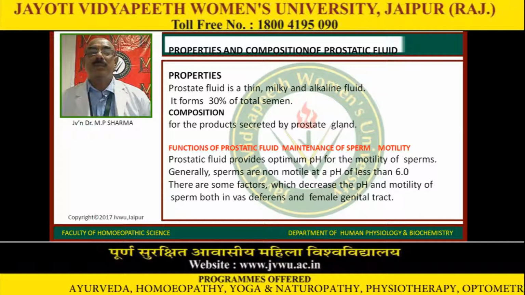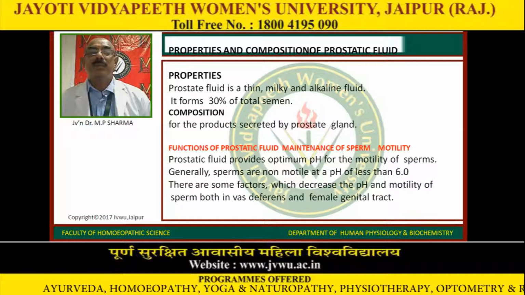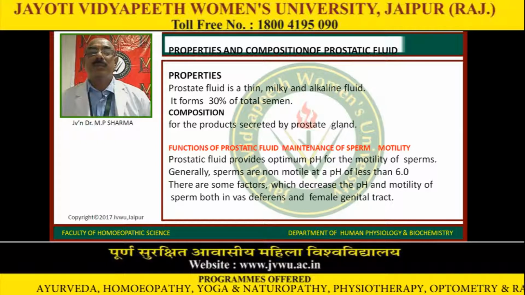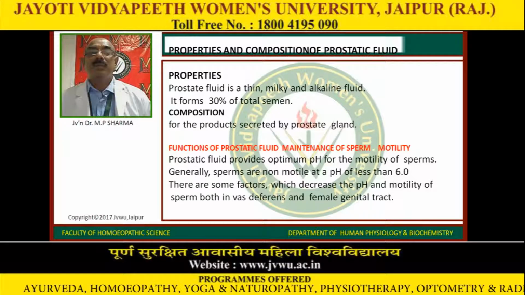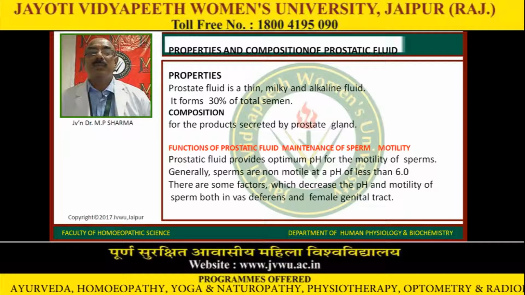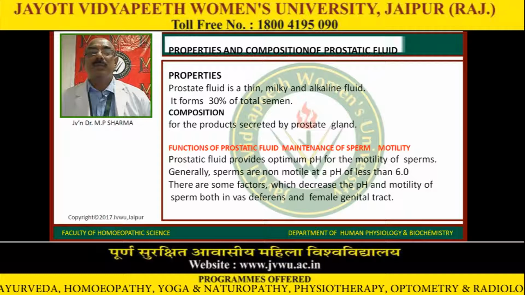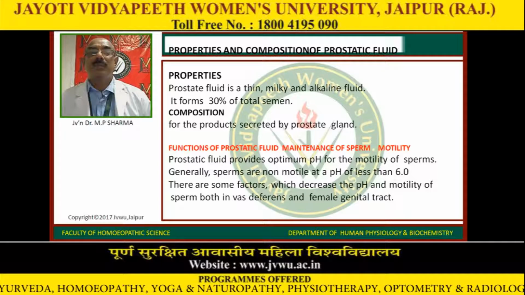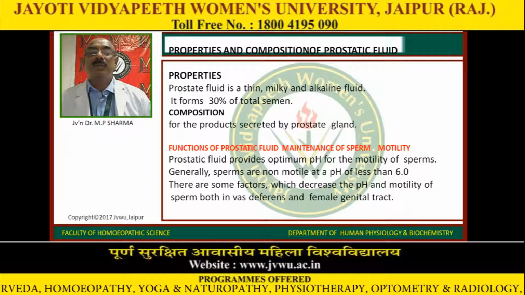Now, properties and composition of prostatic fluid. The properties are: prostatic fluid is a thin, milky and alkaline fluid. It forms 30% of total semen. Composition: the products secreted by prostate gland. Functions of the prostatic fluid: maintenance of sperm motility. Prostatic fluid provides optimum pH for the motility of the sperms.